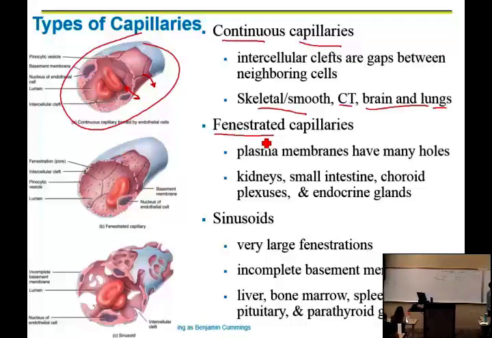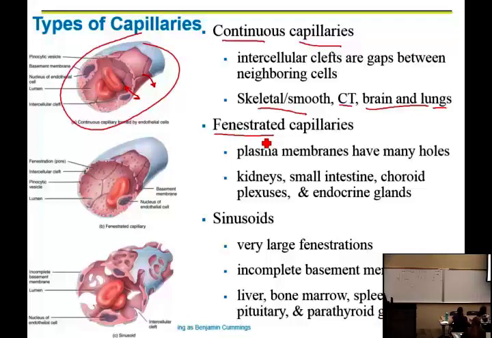In any case, right? These are windows inside of these epithelial cells here, so they make them leakier. So if we look at it, kidneys, small intestine, choroid plexuses, endocrine glands. These are all organs where there's a lot of movement going on. Kidneys are doing conditioning on the blood, right? They're making sure the blood volume, the blood concentration is okay, so there's stuff going back and forth all the time. Small intestine, a lot of absorption going on there.